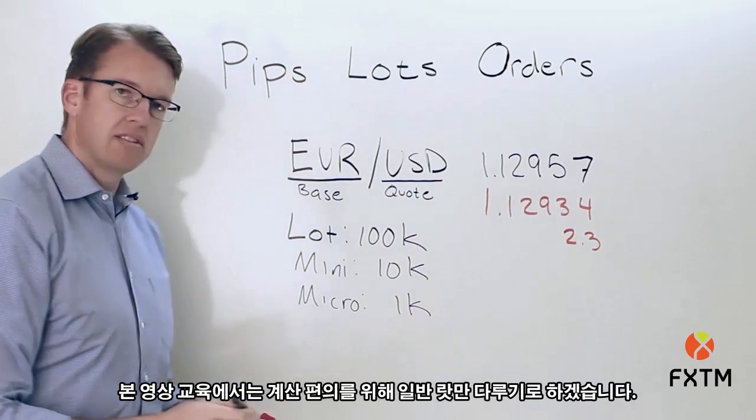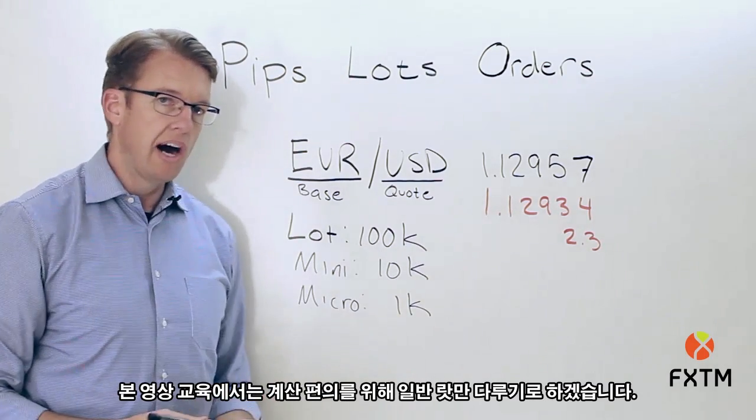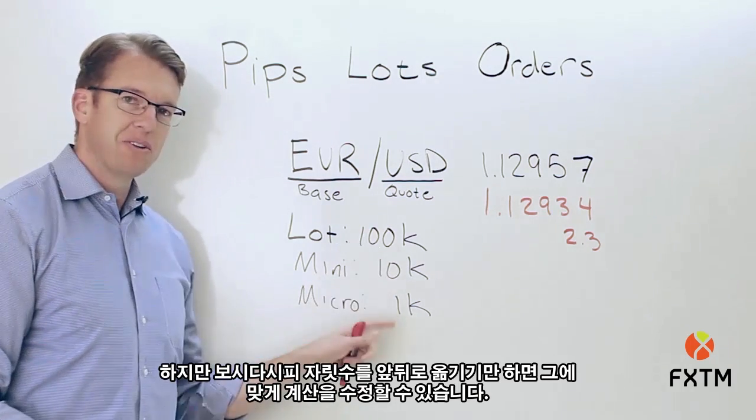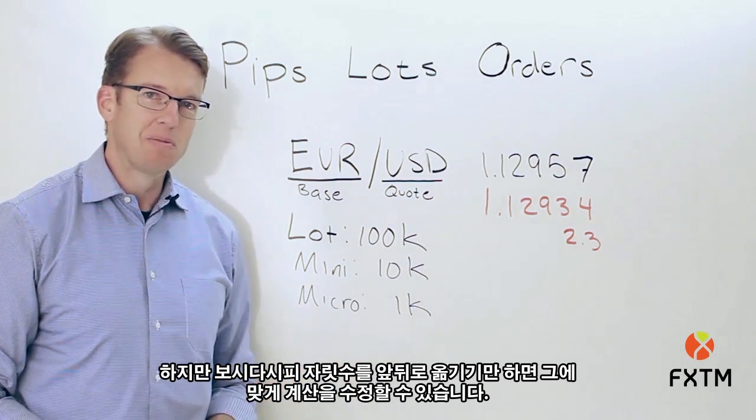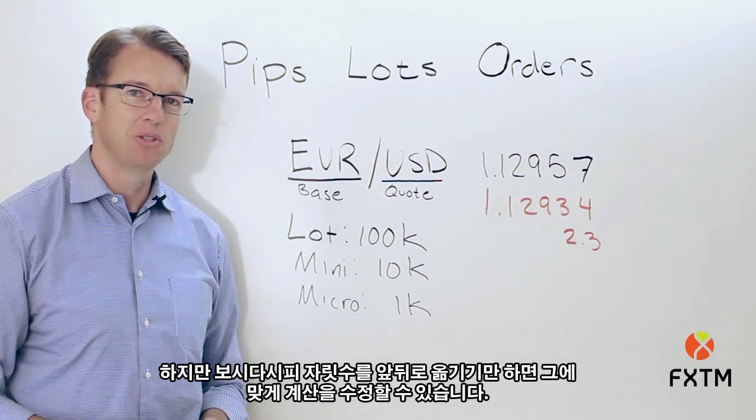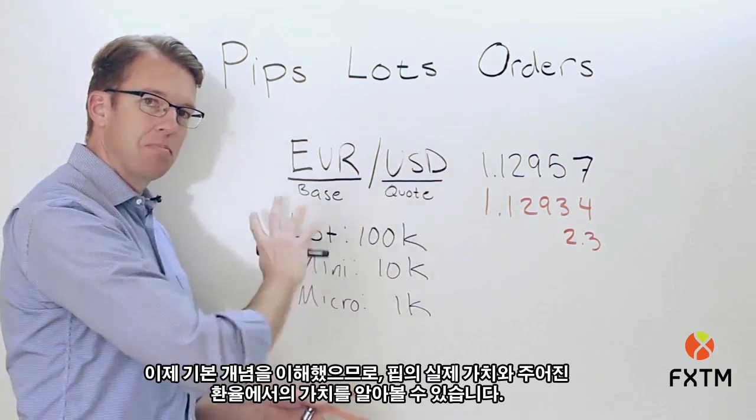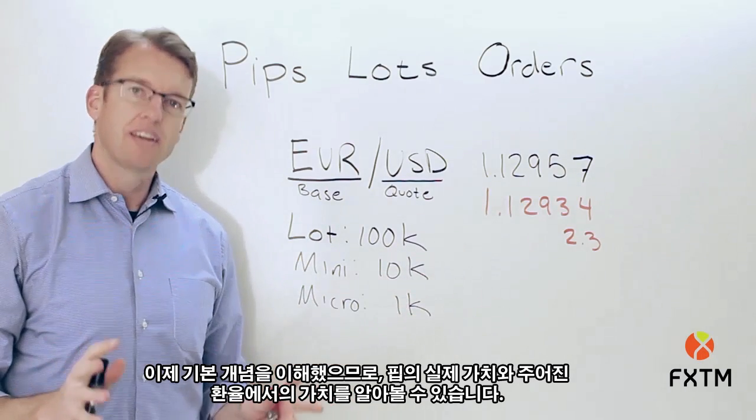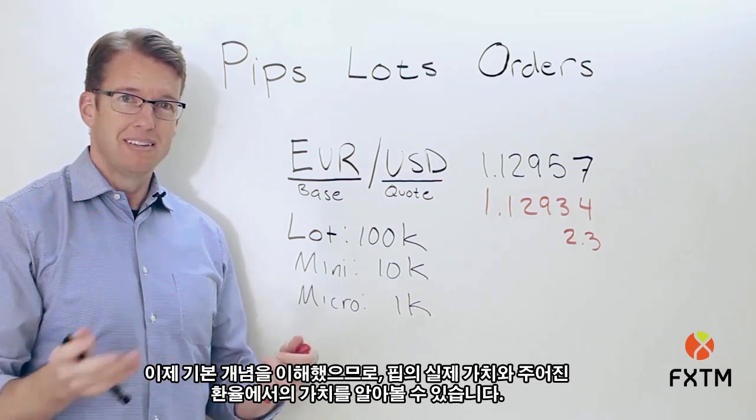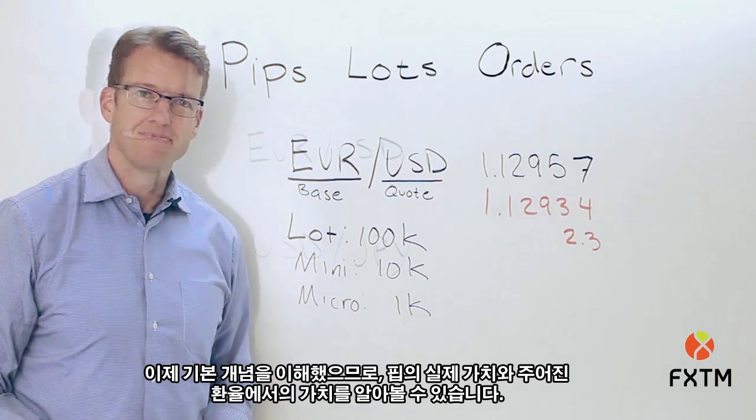Now, we're going to be sticking with regular lots in our video series to keep the math really easy, but as you can see, this is merely going to be a matter of pushing the decimal place one direction or the other if you want to modify some of the calculations that we'll do. So now that we understand some of this basic material, we can start to dig into how much a pip is actually worth, and how we tell how much it's worth with a given exchange rate.